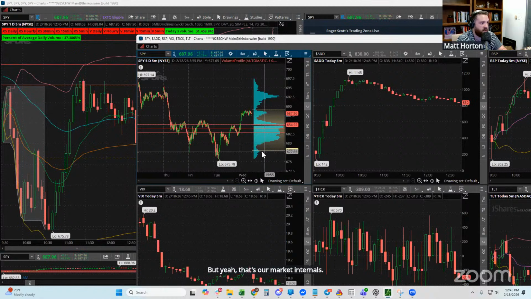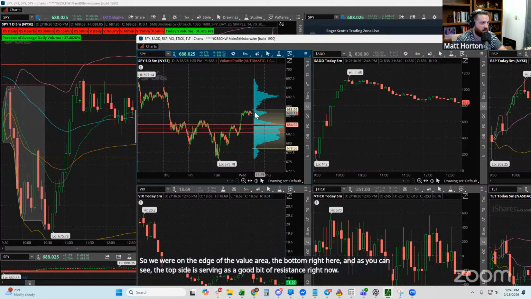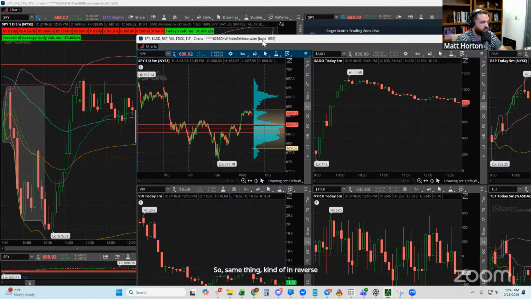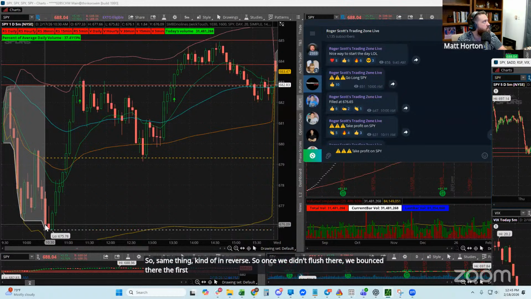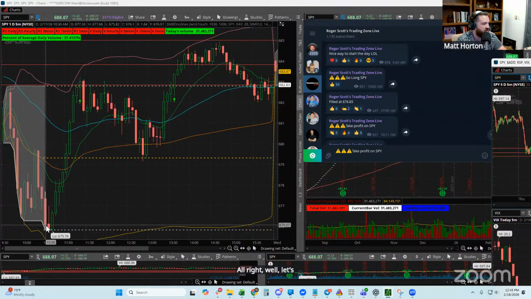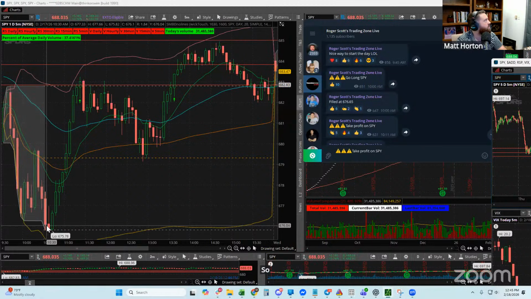So we were on the edge of the value area, the bottom right here. And as you can see, the top side is serving as a good bit of resistance right now. So same thing kind of in reverse. Once we didn't flush there, we bounced there the first time. And we're like, well, let's see if we can catch a bottom here. So we took it and wrote that one up at 676.67.